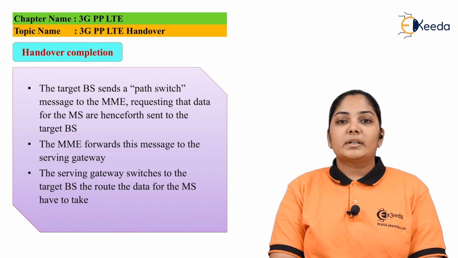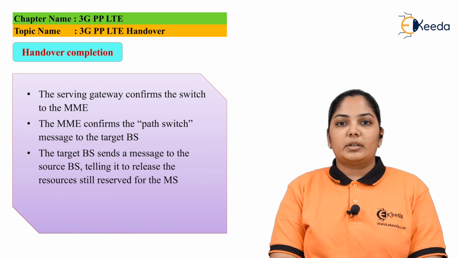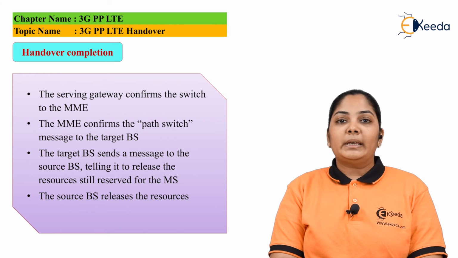The MME forwards this message to the serving gateway. The serving gateway then switches to the target base station the route of the data for the mobile station. That is, the serving gateway will switch to the new base station and will form a new route for the data for the mobile station. The serving gateway then confirms the switch to the MME, and the MME confirms the path switch message to the target base station. The MME tells that the gateway has also changed the path, and this confirm message is sent to the target base station.